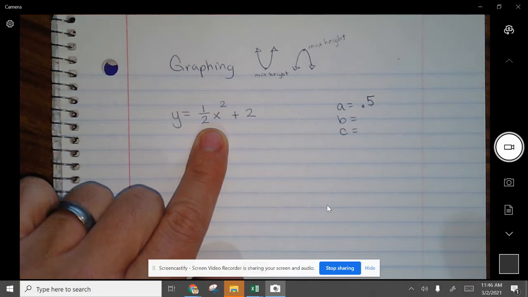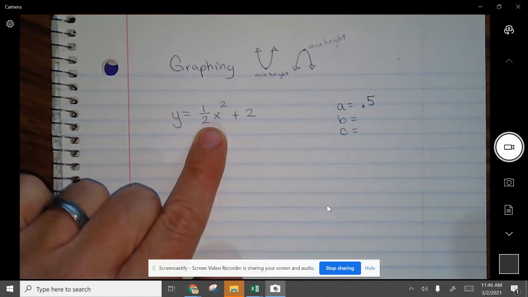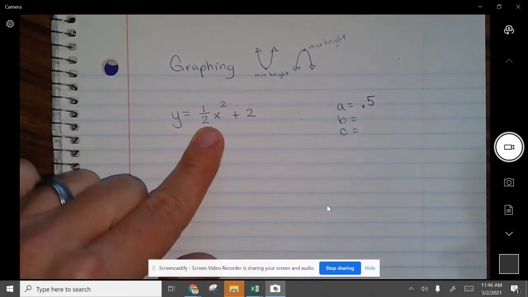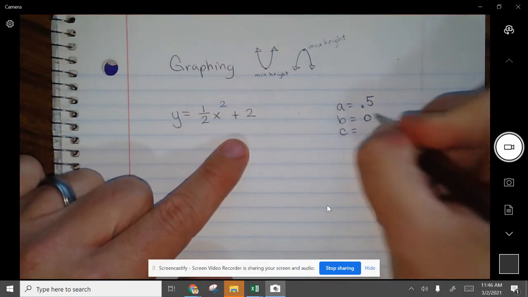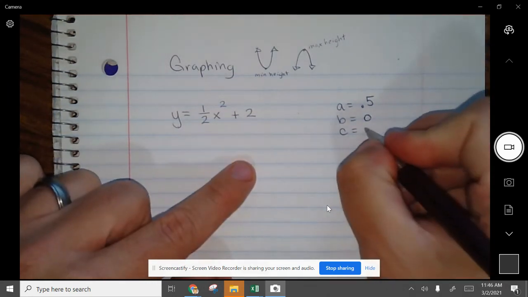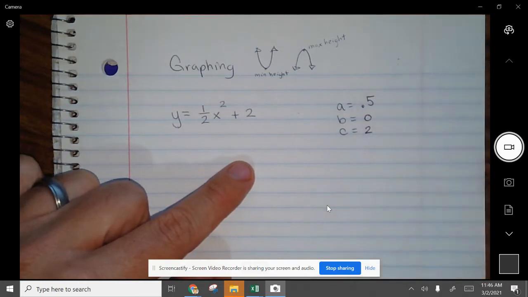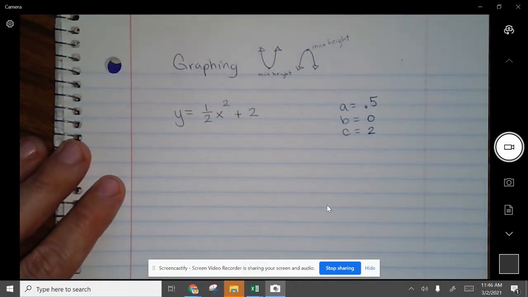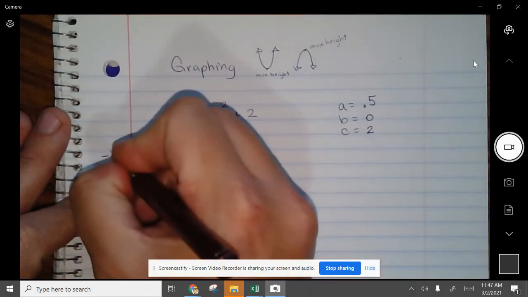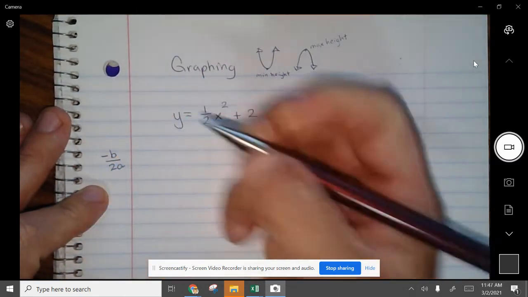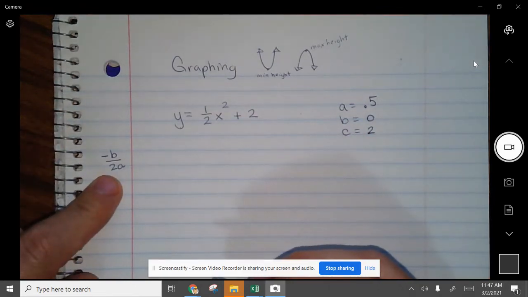If it's like 1/3, then I would use 1/3, okay? Because I don't want you using 0.3333. It might mess things up, all right? What about B? Do you see a B? There's nothing with just an X. And what about C? C is 2, okay? So now looking at this problem, I'm going to go ahead and start my graphing with finding what negative b over 2a is.